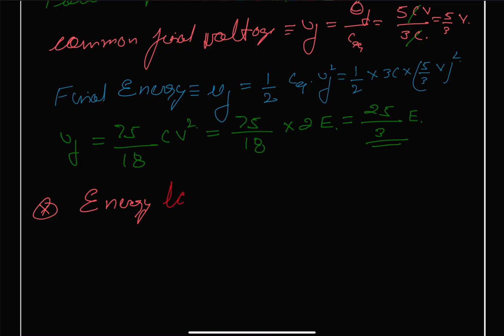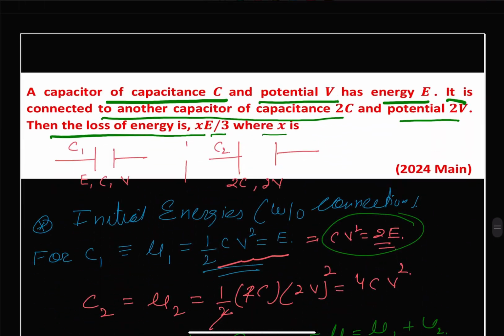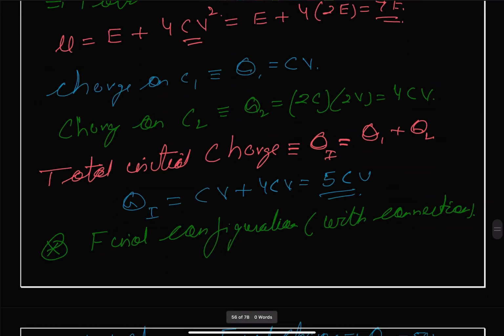Energy loss will be equal to U initial minus U final, which gives us 9E minus 25.3 times E, and this gives us 2 by 3 times E. But this is given in the question as xE upon 3, which gives us that the value of x is equal to 2. So the value of x is equal to 2. Next question.